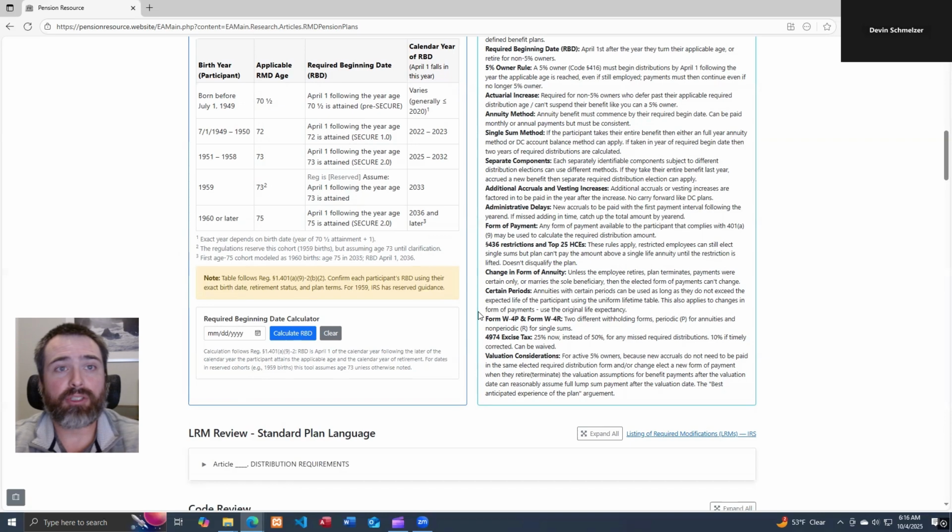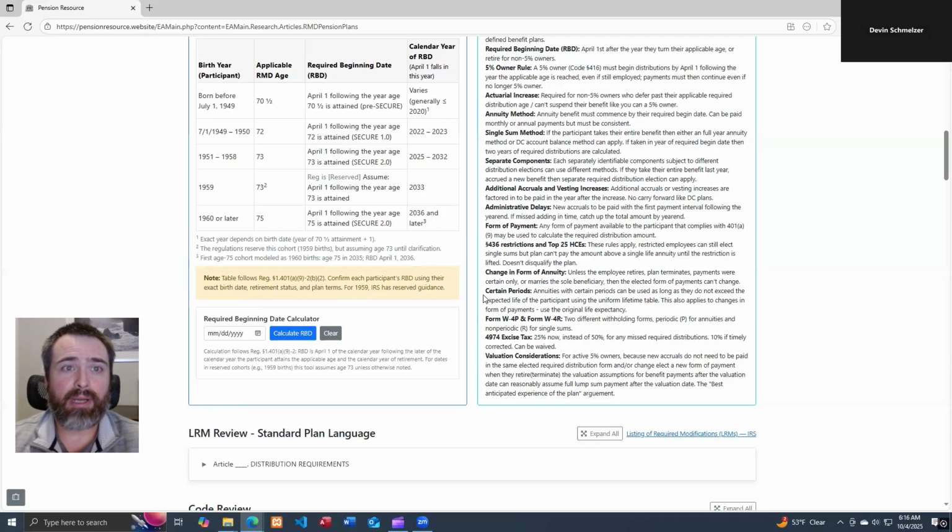And in general, you can't really change your form of payment unless one of a few exceptions applies. For example, the participant actually retires, or the plan terminates. Those are the two big ones. There are a couple of little other ones.